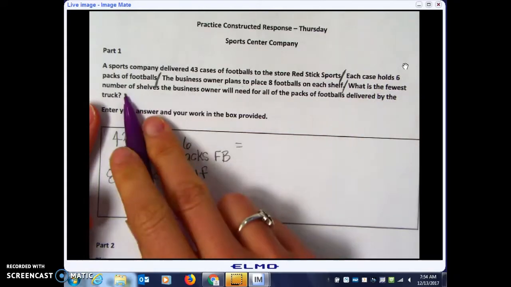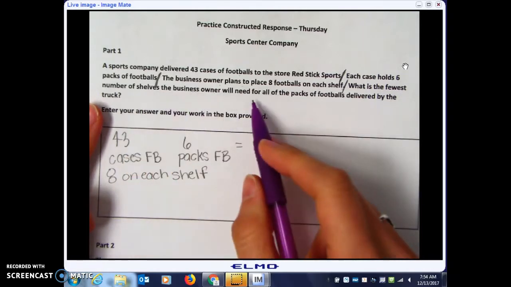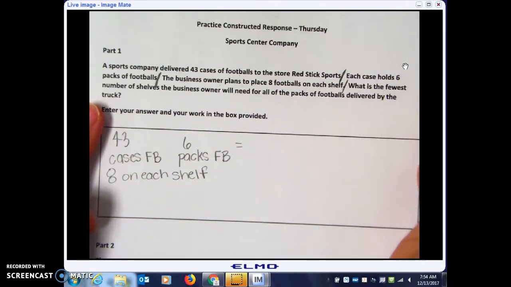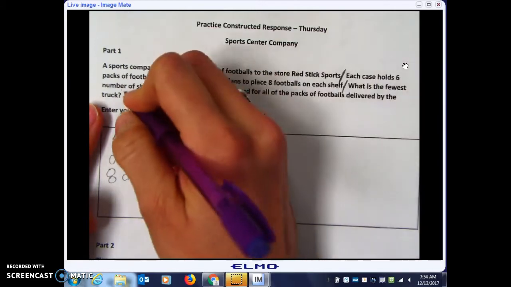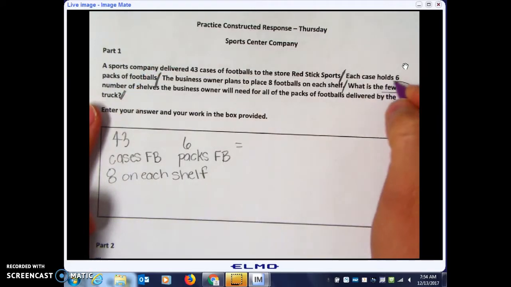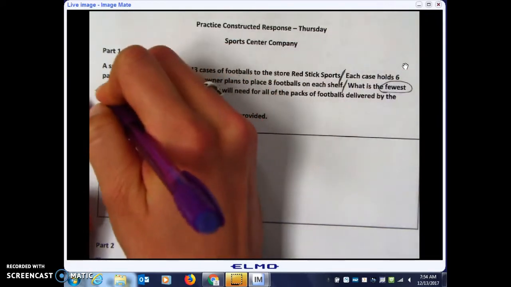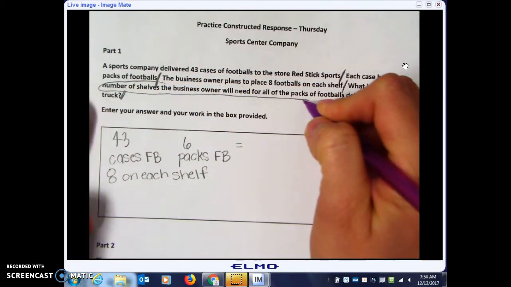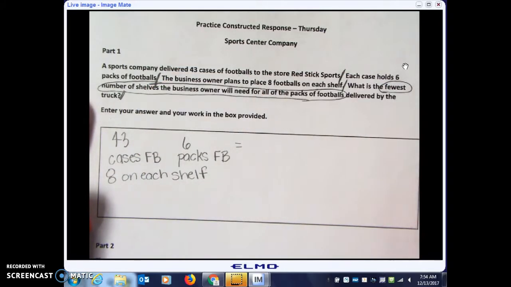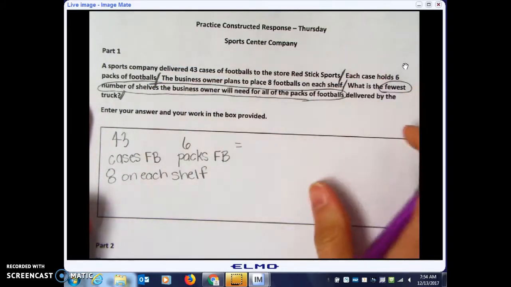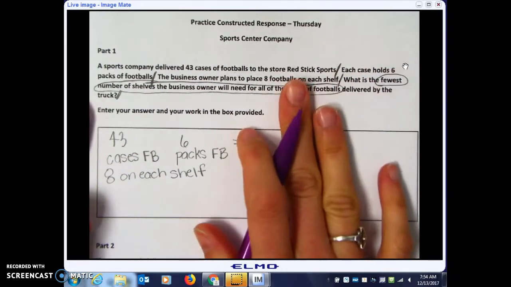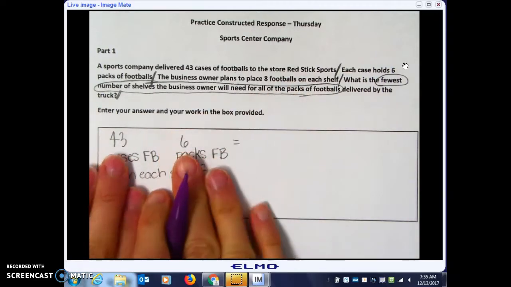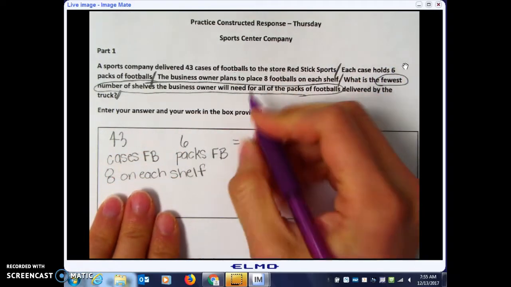What is the fewest number of shelves the business owner will need for all of the packs of footballs to be delivered? So the fewest number of shelves the business owner needs for all of the packs of footballs. I'm just circling my question so I can go back at the end and make sure I answered it. So I'm going to read it again, and I'm going to try to figure out what I need to know.